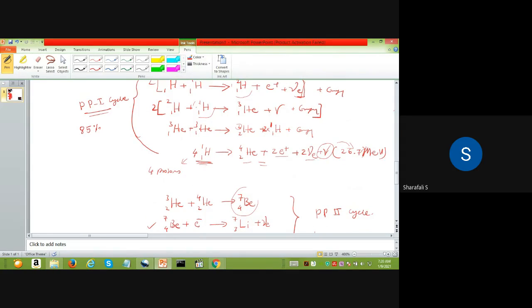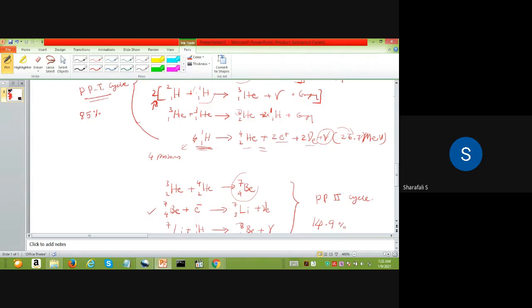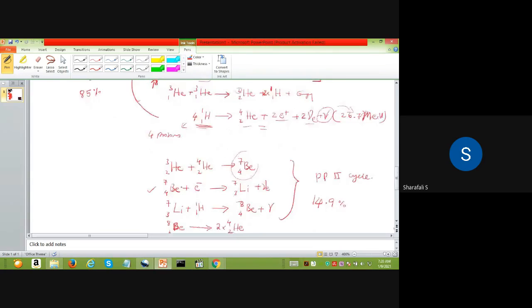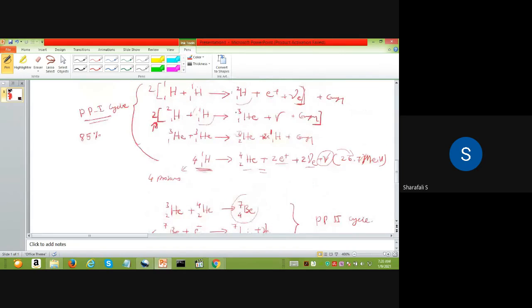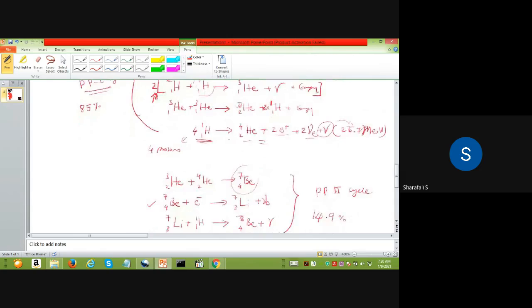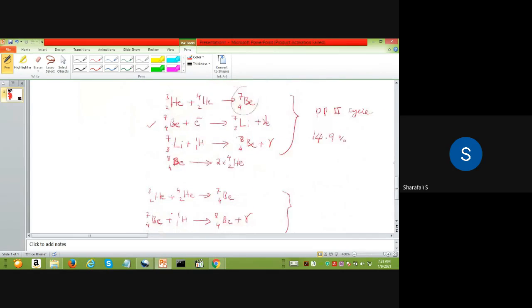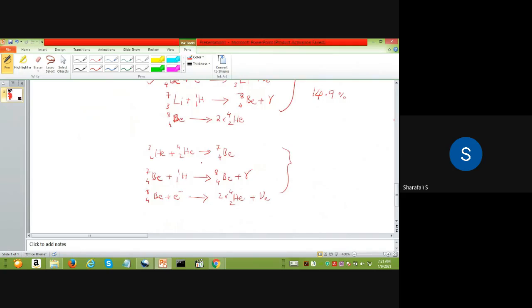Sorry, from that helium-3 formation, from this step onwards, we have that change in each PP cycle. So in the first PP cycle, after this reaction, this particular reaction will happen. In the second PP cycle, this helium-3 which is formed will undergo this reaction, and this set of reactions will happen, that is PP2. And in the third process, this helium which is formed here will combine with the helium-4 here and form beryllium-7, and these reactions will occur through these steps.